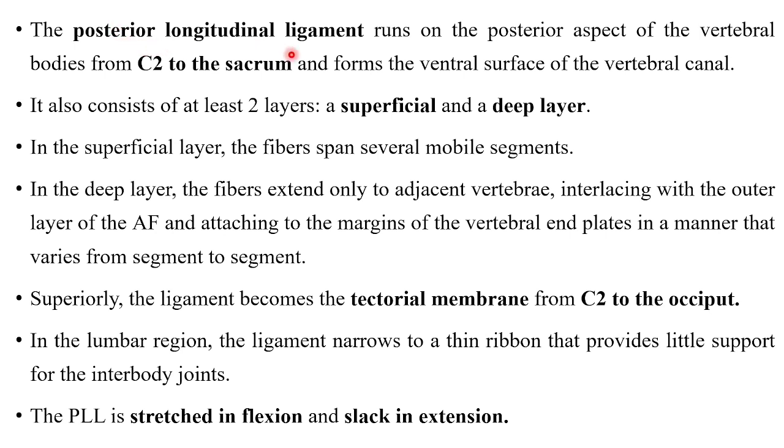Coming to the posterior longitudinal ligament, it runs on the posterior aspect of the vertebral bodies from C2 to sacrum. The anterior longitudinal ligament runs from the sacrum to the second cervical vertebra, but the posterior longitudinal ligament runs from the second cervical vertebra to the sacral region, and forms the ventral surface of the vertebral canal. It also consists of two layers, the superficial layer and the deep layer.